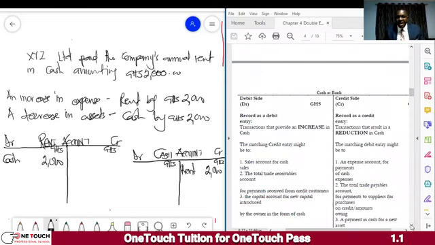Now we said that the debit side. So here we have the debit side and we have the credit side. Okay, good. Now record as a debit entry transactions that provide an increase in cash. So it means that any transaction that causes cash to increase needs to be debited. Now, the matching credit entry might be two.